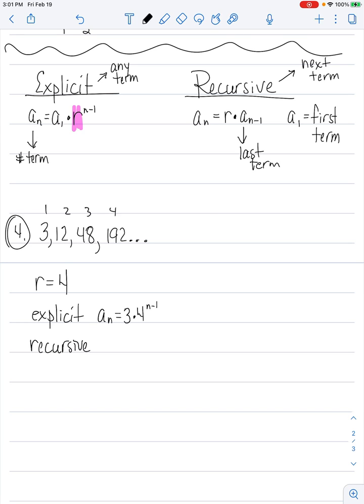Now let's do the same thing for the recursive. You write a sub n equals, and the next thing we write is our common ratio, which we found to be 4, times, and in this case you just leave it as a sub n minus 1. That just means keep multiplying by 4. And our first term in the sequence is 3. So that's my explicit and my recursive formula. So that's one way that you may have to do this, okay?